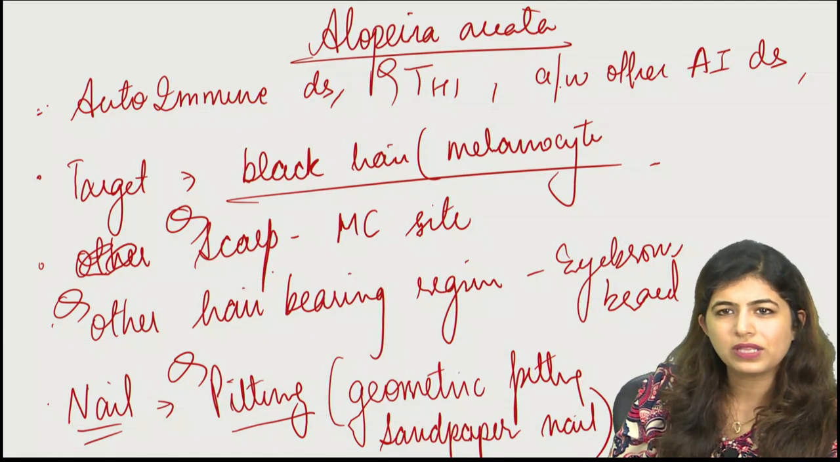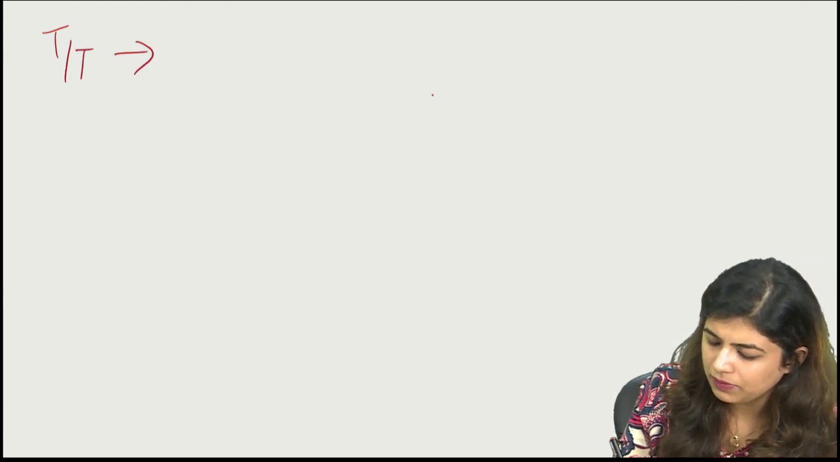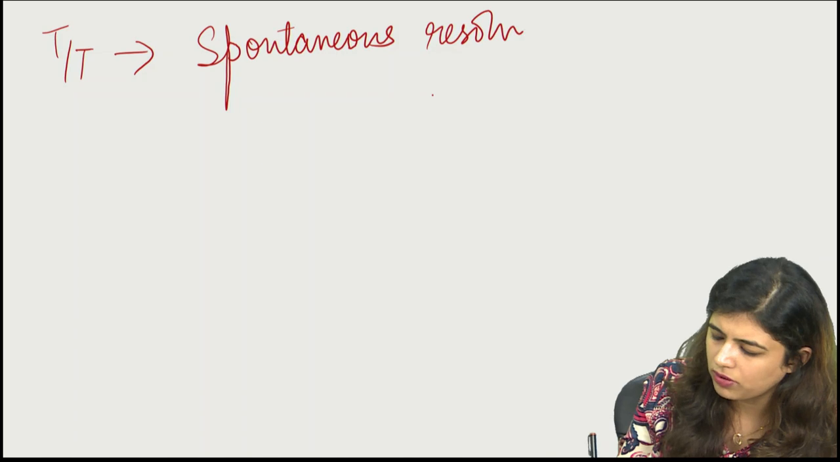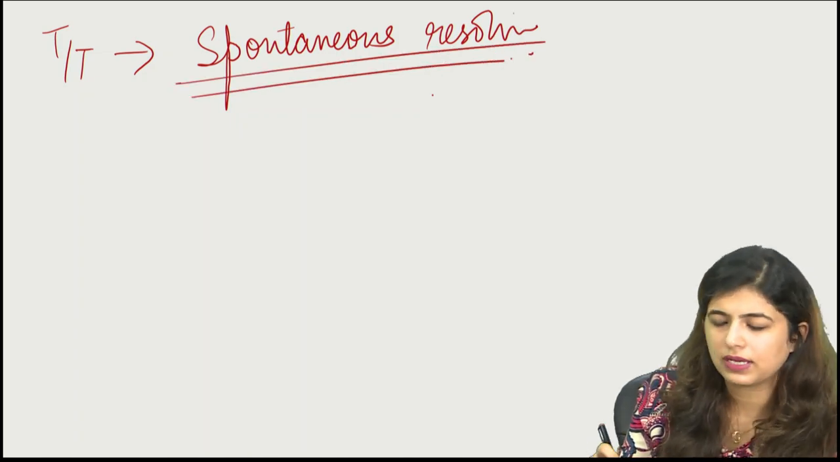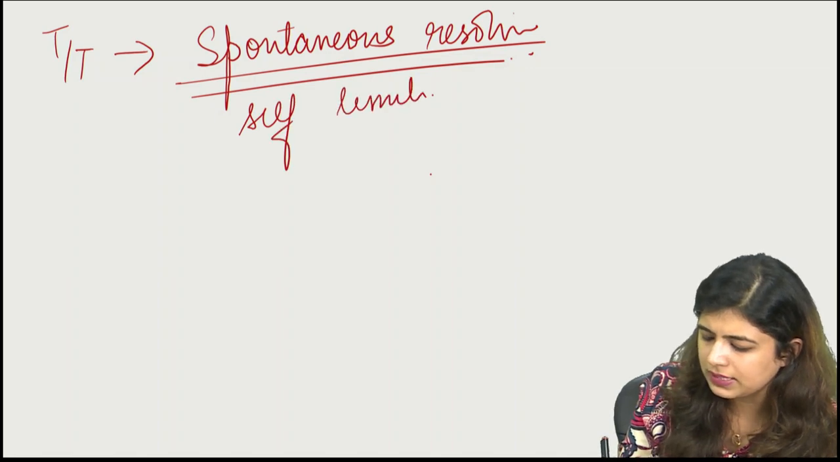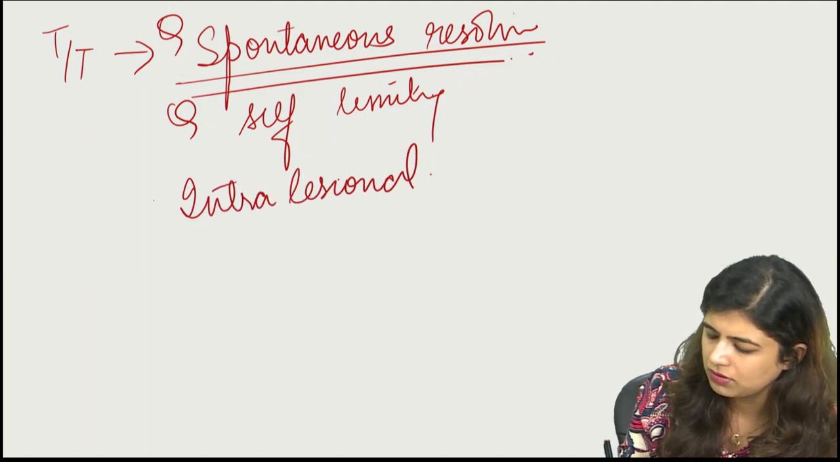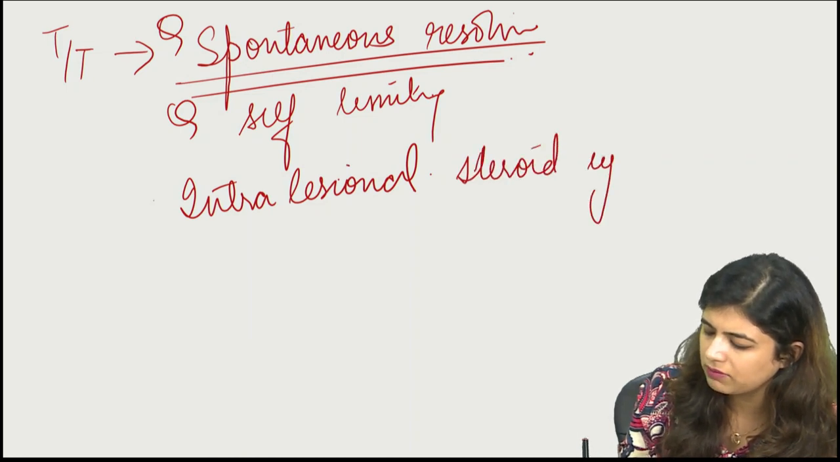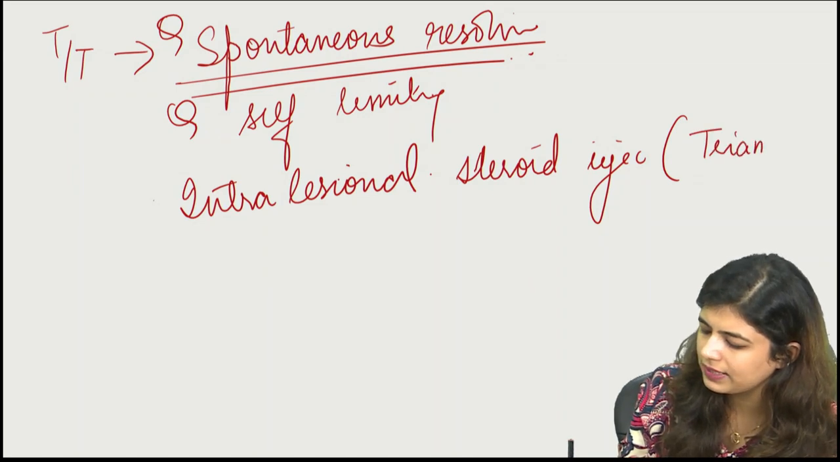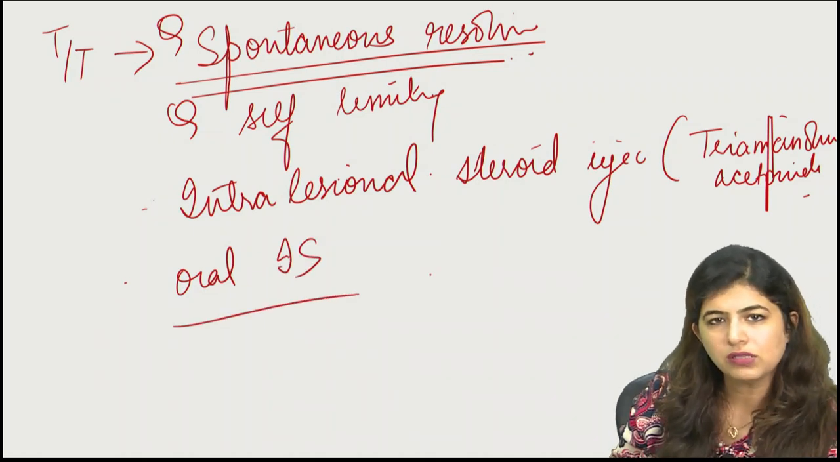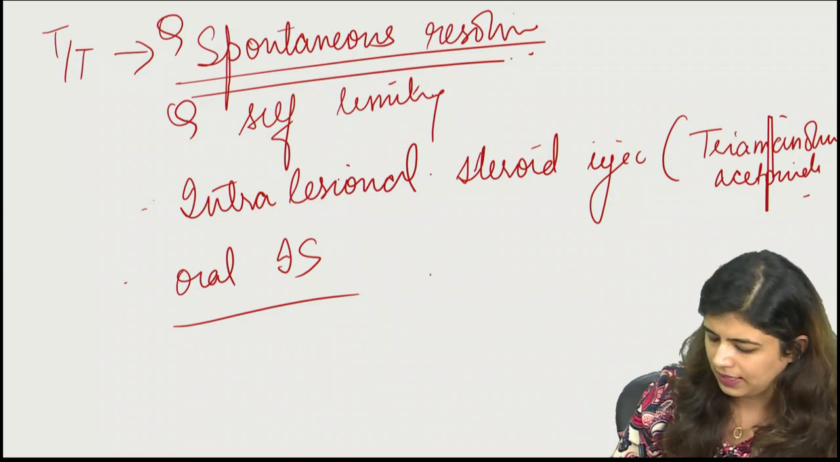Clear to everyone? So these are all the other questions that may be associated with alopecia areata. What else? Treatment. In the treatment, the most important point to remember is that this may resolve on its own. So there may be a spontaneous resolution. It is a self-limiting disease. However, the other options are intralesional steroid injection. Sometimes you are also asked the salt which is injected. So the salt that is injected is triamcinolone acetonide, and obviously oral immunosuppressants can be given. So these are the questions that you are asked with alopecia areata.